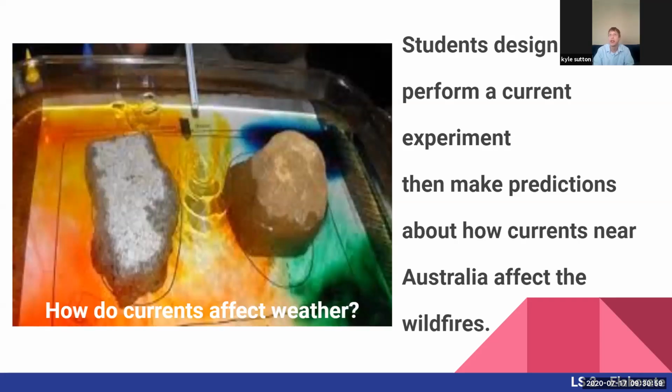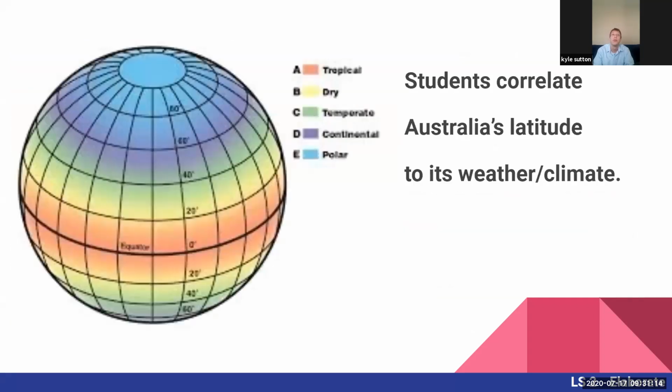So to do this, the students are going to design a couple different experiments. The first is a water current experiment, which is really cool, and it's one of those things where it's very visual and easy to gain the concept. And then once they understand how currents connected to land work, they're going to make a prediction of how that affects the wildfires in Australia.